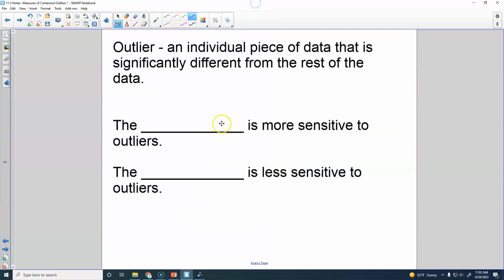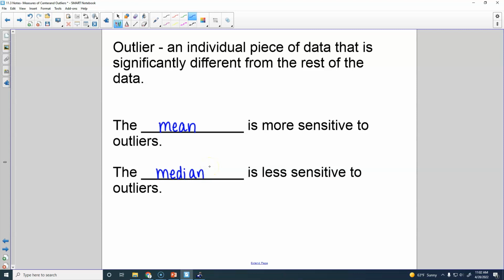All right, let's make this conclusion. So an outlier is an individual piece of data that is significantly different from the rest of the data. When we get to the box plots, we'll talk about what can make an outlier. You can have a rule that will qualify something as an outlier. For right now, we're just going to say it looks like a really big or really small number, right? The mean is more sensitive to outliers. The median is less sensitive to outliers.